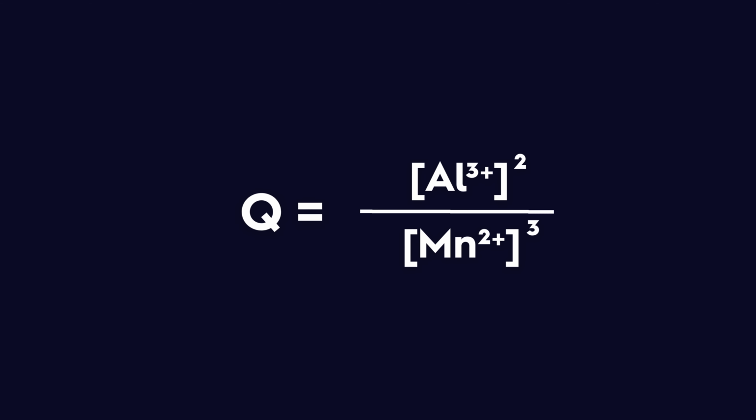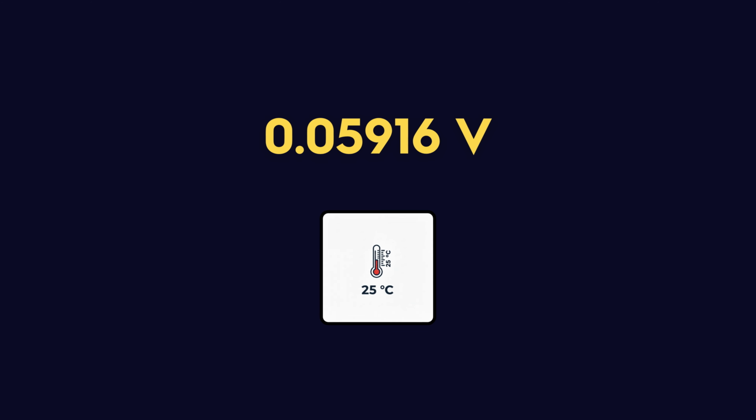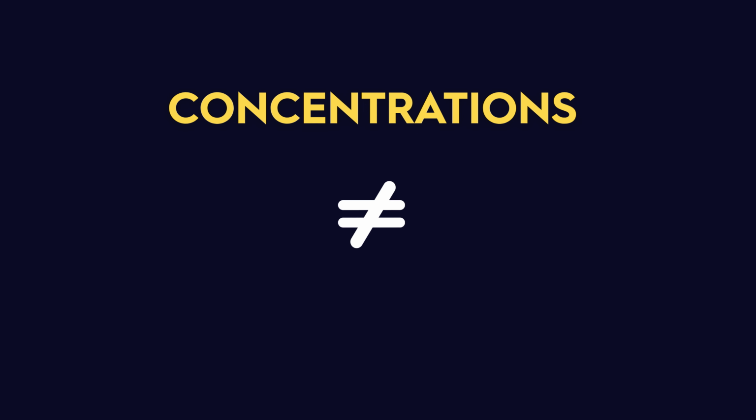Watch out for mistakes. First, don't forget to raise concentrations to their stoichiometric powers when building Q. Second, always double-check n, the number of electrons transferred in the balanced equation. Third, remember that the constant 0.05916 volts only works at 25 degrees Celsius. At other temperatures, the factor changes. And finally, at high ionic strengths, concentrations no longer equal activities, so corrections are needed.